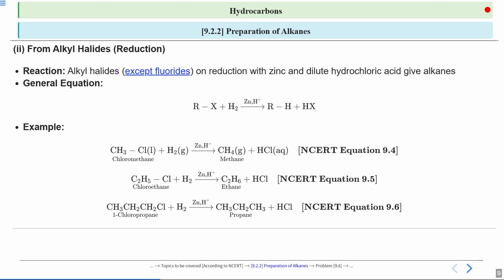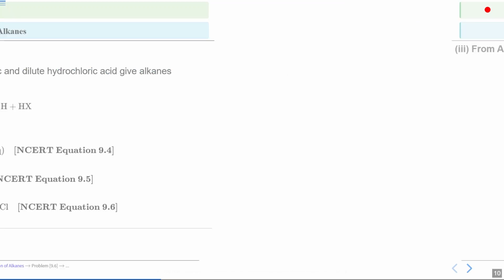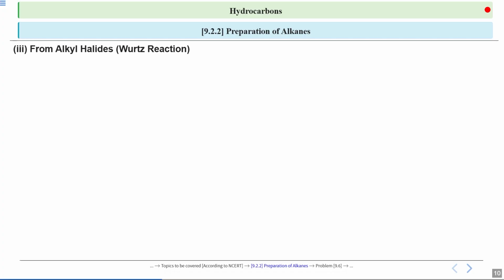Finally, let us look at the reduction of 1-chloropropane to propane. All these reactions highlight how the method can be applied to different alkyl halides to produce various alkanes. So this concludes our 3 examples: methane, ethane and propane preparation. Now let us learn about some more preparation methods of alkanes from alkyl halides.